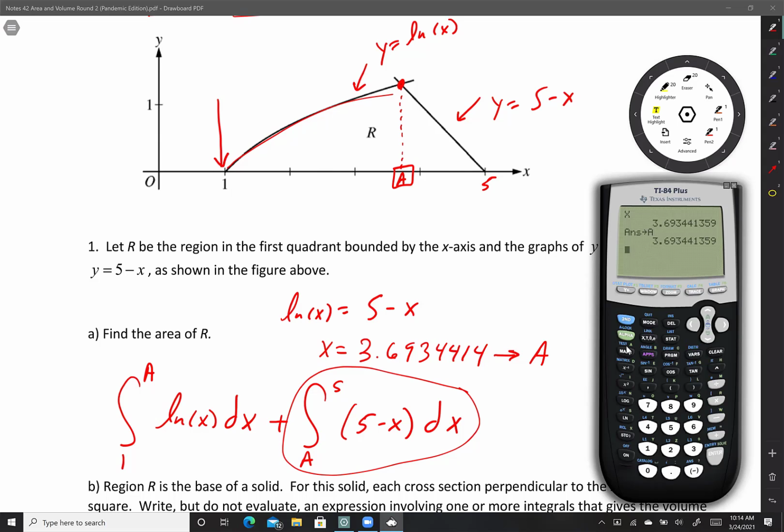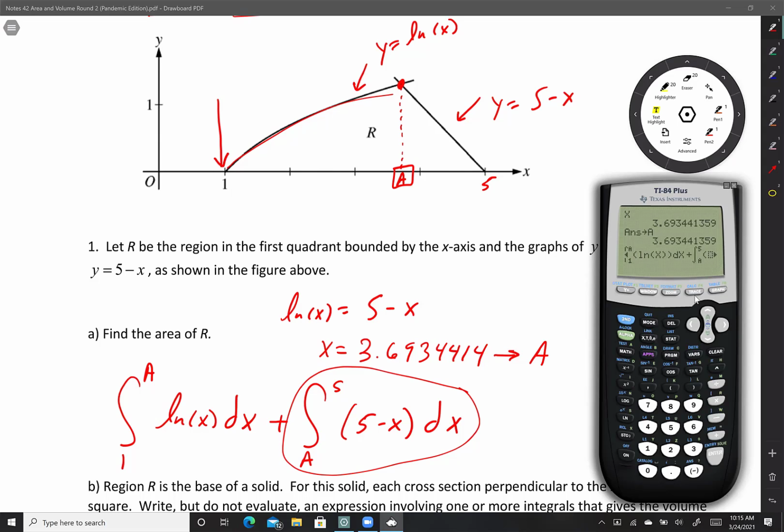And now I can finally do what I want to do, which is this integral here: math 9 from 1 to A of ln x, and then close this, put an x on it. If you want to do it two separate ways, like calculate one and then add the other, you can. I'm just going to do it in one line here. Plus math 9 from A to 5.